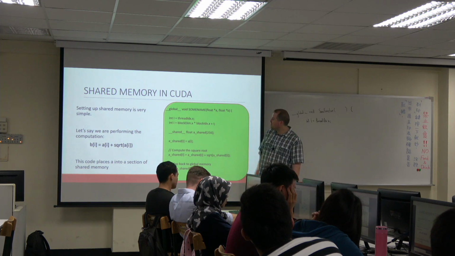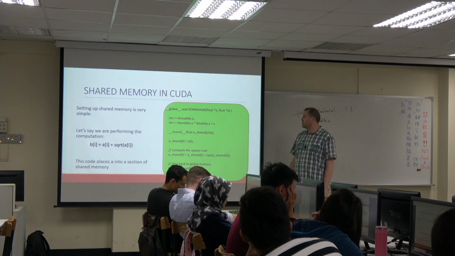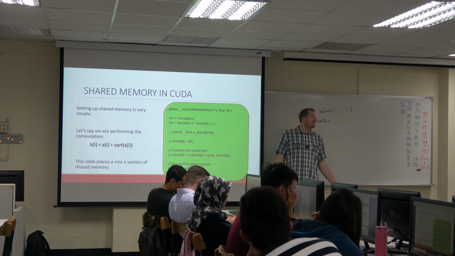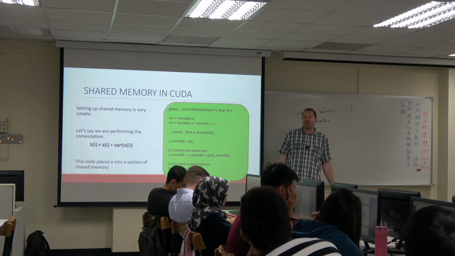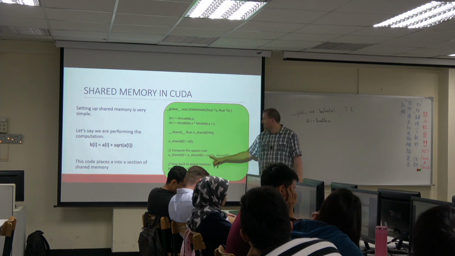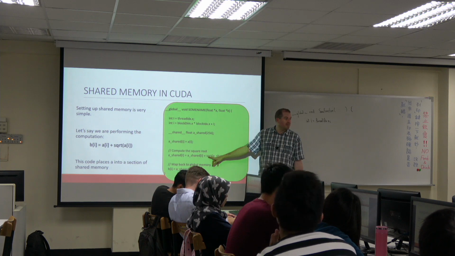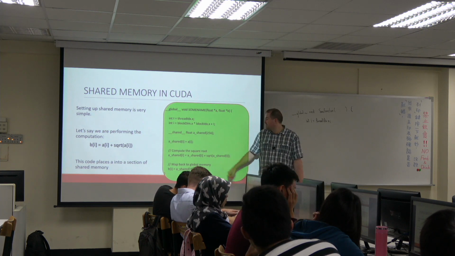Now we have our computation. 我们的计算就是 A equals A plus square root A. It's a very simple SIMD vector computation. But you can see everything is shared. Square root's a slow function. We could probably speed this up by using an intrinsic function.